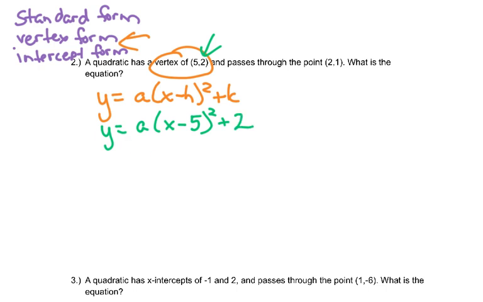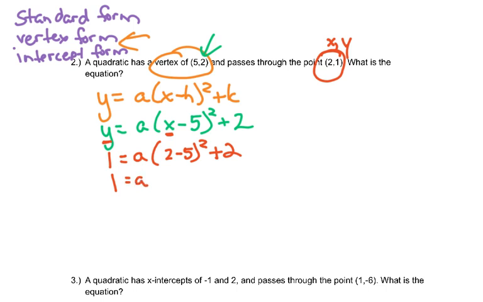The only thing left is to figure out the a. Well, let's see. We have one more bit of information in this problem, and that's that it goes through the specific point with the coordinates x, y being 2, 1. Well, we can substitute those in for our x and our y and then solve for a. So we'll get our y value is 1 equals a times (our x value is 2, then minus 5, and that's all squared) plus 2. Now we're just solving for a.